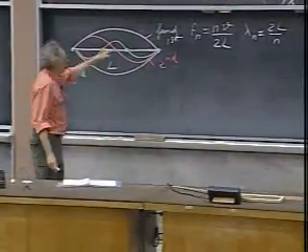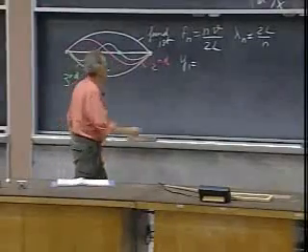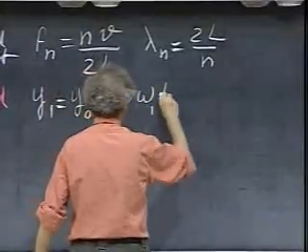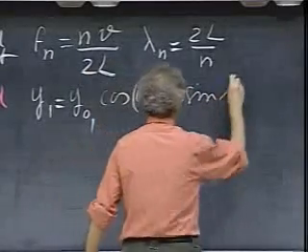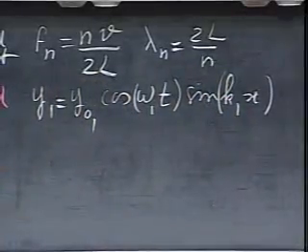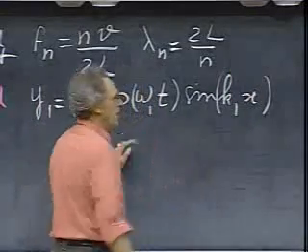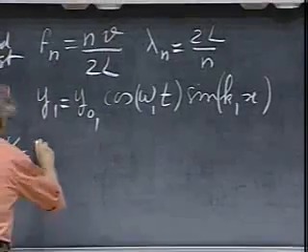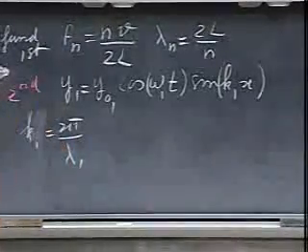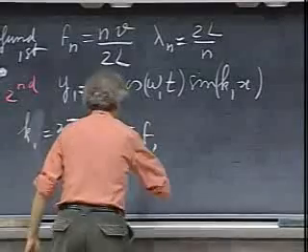So let us write down, for the fundamental, the equation for a standing wave. Y1, 1 refers to the fundamental, would be Y0,1 times the cosine of omega 1 t times the sine of k1 x. This is very different from a traveling wave. All the time information now here is decoupled from the spatial information. k1 is again as before, 2 pi divided by lambda. And omega 1 is 2 pi times f1.